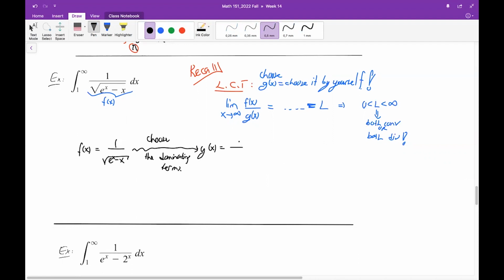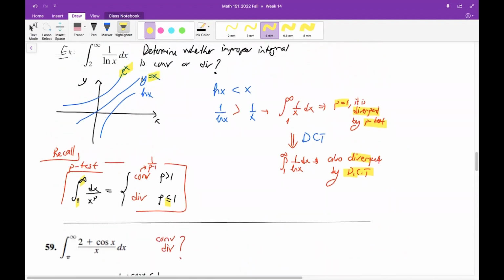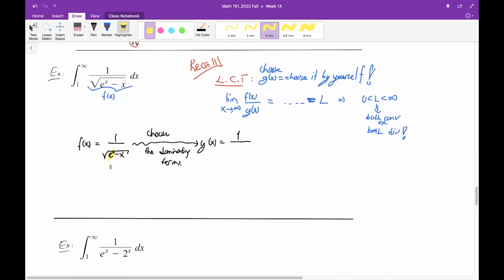So nothing to do at the numerator, but for the denominator, this one is dominating, much bigger than x. Remember the graphs: e to the power x is always bigger than x, and x is always bigger than ln x. So this dominates the denominator. That's why I choose just that part. So the g of x function is this one, e to the power x over 2.